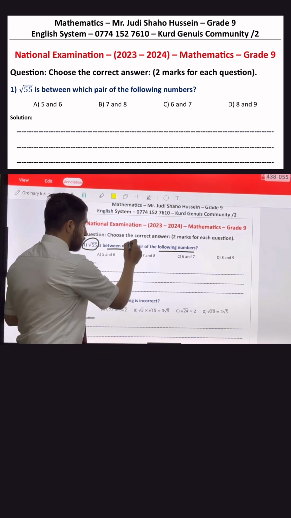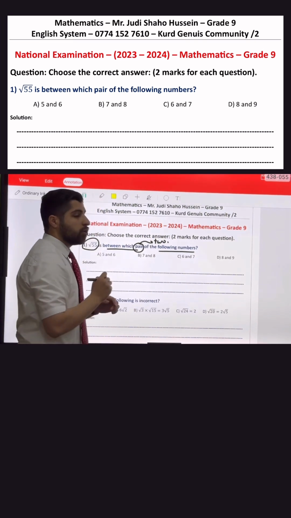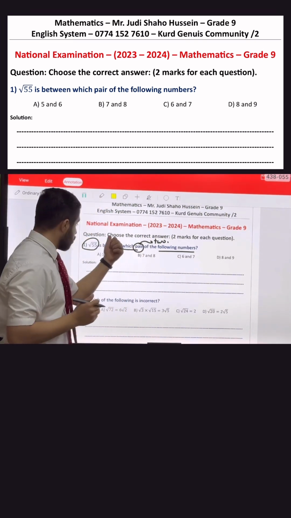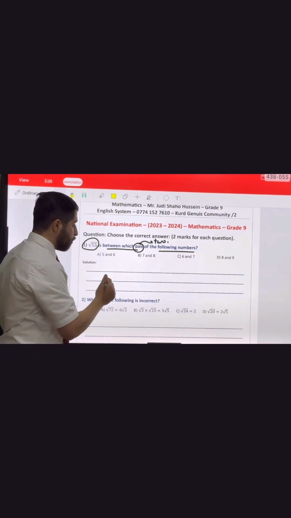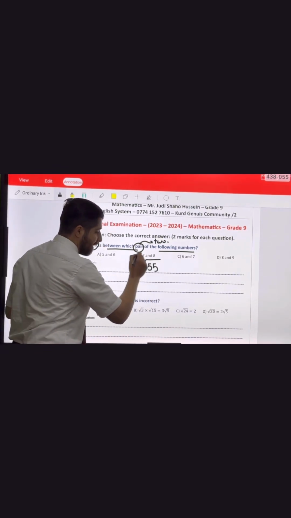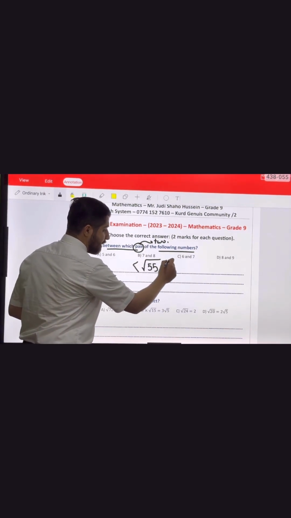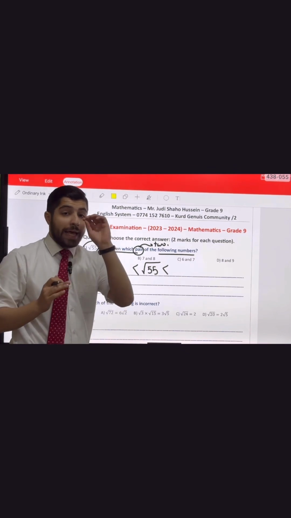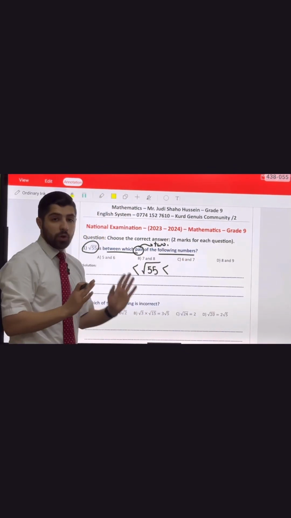Pair means two things, okay? So you need to find two numbers that the square root of 55 is between. What do you have to do? You are going to bring the square root of 55 down below like that. After that, you will be bringing two inequality symbols because it should be one of them bigger than 55 and the other one smaller than.